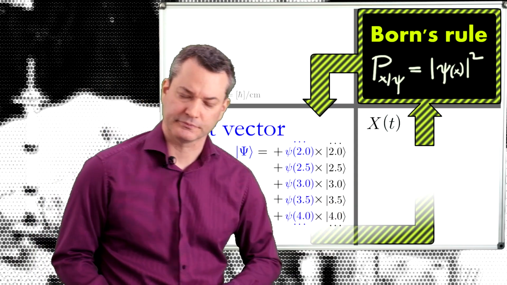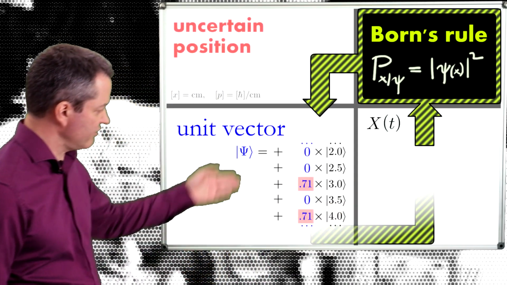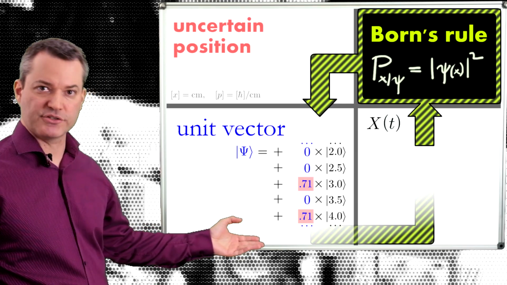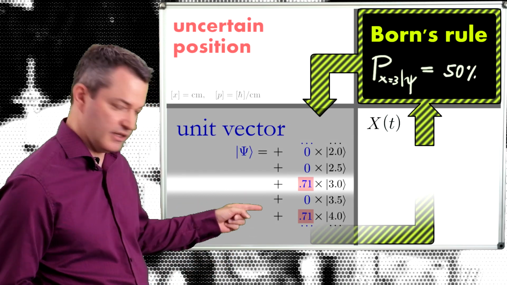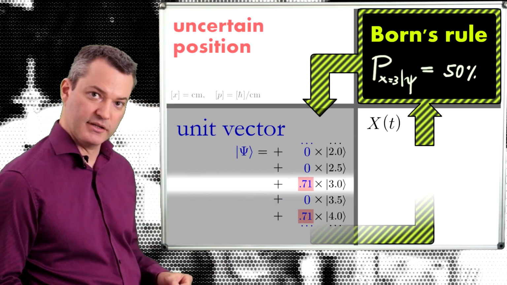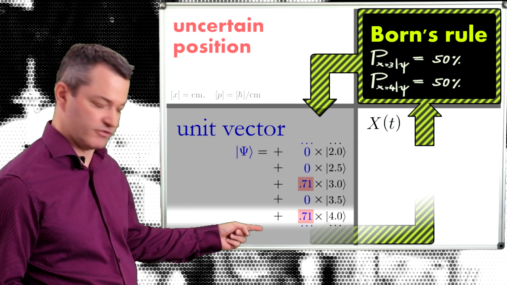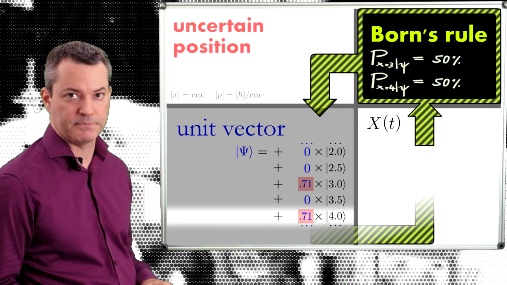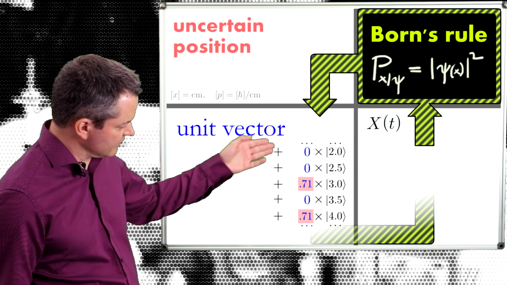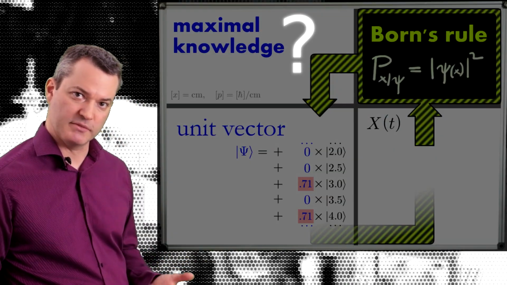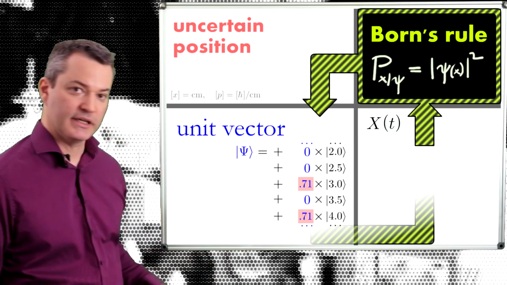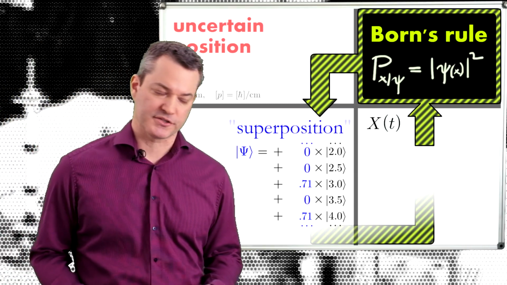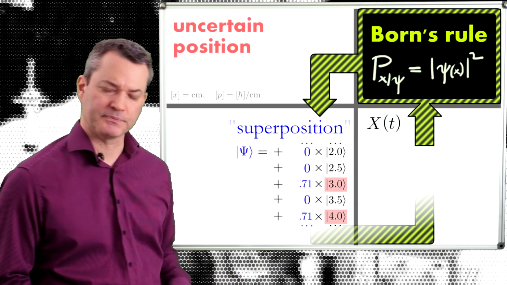chosen basis. For example, here we have a wave function predicting an uncertain position with a 50% probability of the position x to be 3 cm and a 50% probability of the position x to be 4 cm. In which sense does such a wave function represent maximal knowledge? Such vectors with more than one non-zero amplitude are often called superpositions of multiple basis vectors.